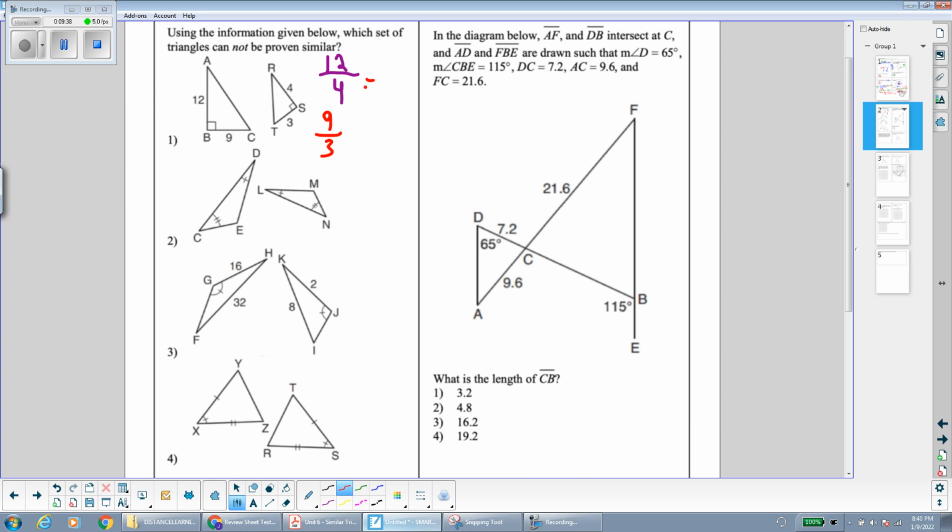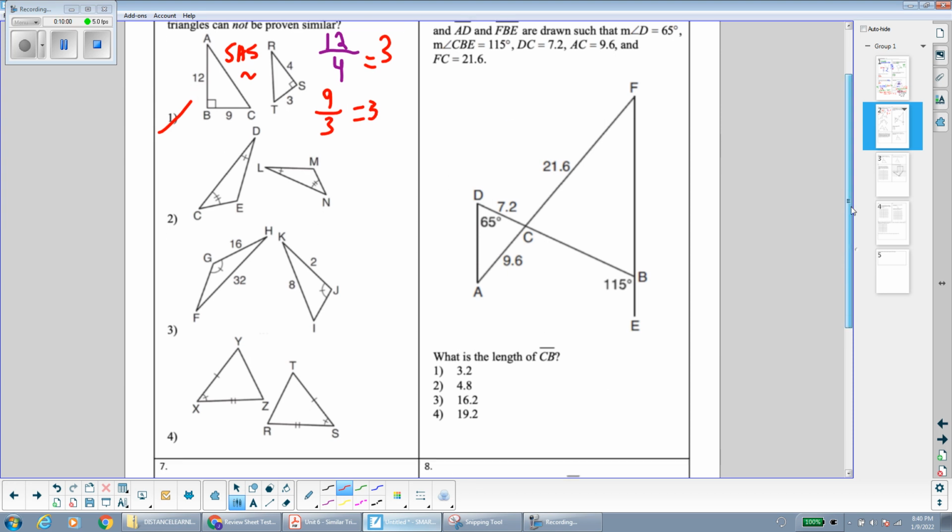So I see that 12 divided by 4 is 3, and 9 divided by 3 is also 3. So they do have the same scale factor, the corresponding sides, so they are proportional. So I see here that these two triangles definitely are similar by SAS. So that's not the answer choice we're looking for because they are similar by SAS: proportional corresponding sides with a congruent angle in between.